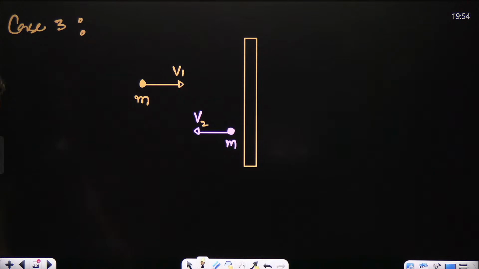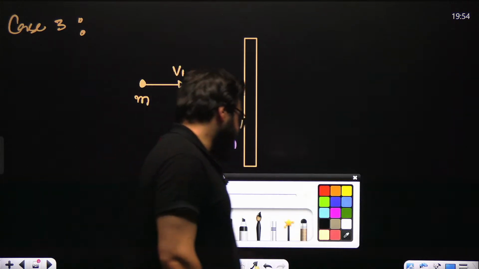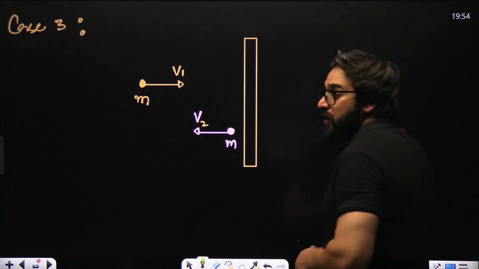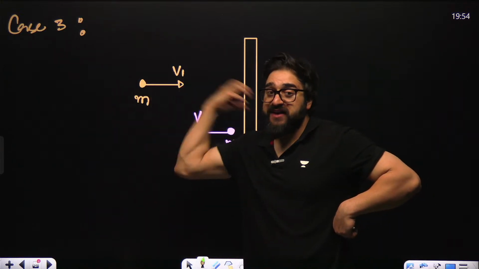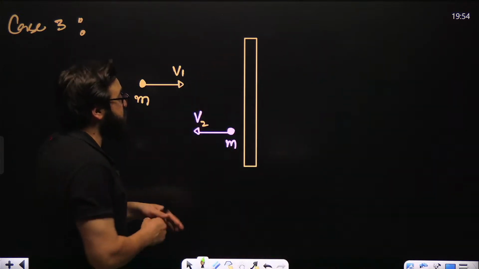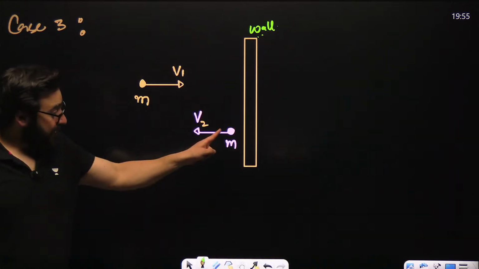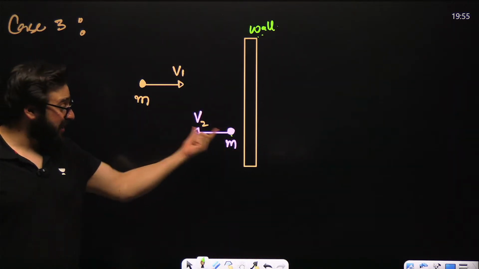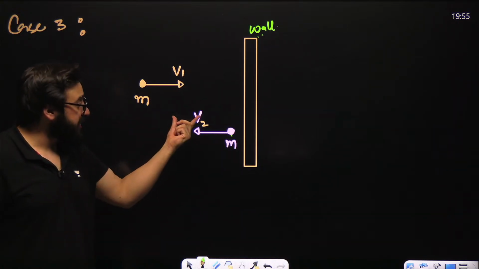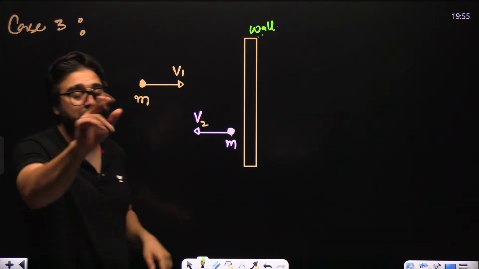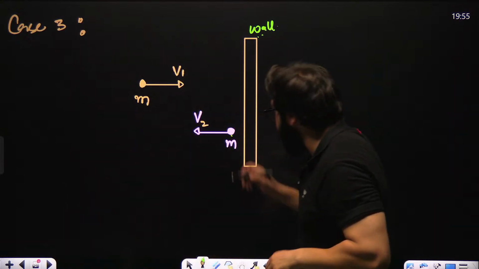Case 3. Guys, here the ball is moving with a velocity v1 and it strikes the wall. And it gets reflected. It is reflected with the velocity, we say, v2. Here, the velocity is not the same. How to find the change in momentum?